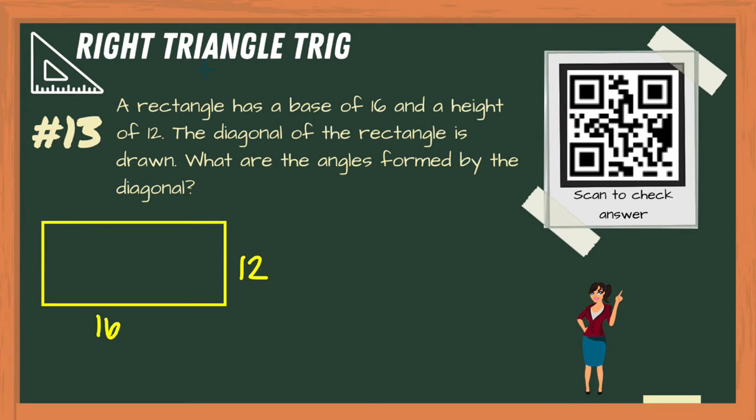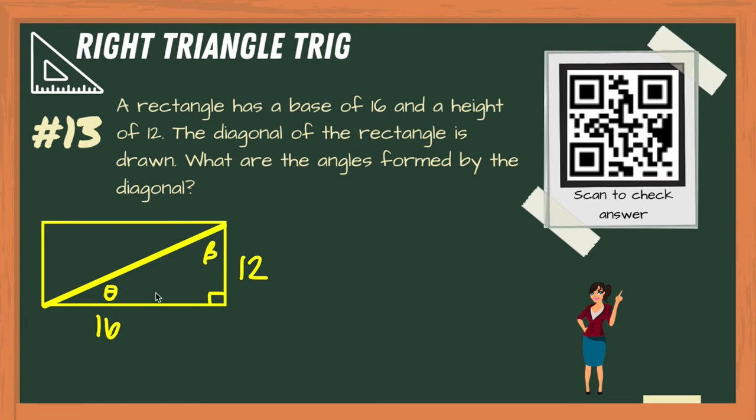The diagonal of the rectangle is drawn. So a diagonal just connects corners, so whichever two corners you want to connect. And what are the angles formed by the diagonal? So it's important to remember in a rectangle that a rectangle has all right angles. And so now we just need to find these two angles. I'm going to call this one theta, and I'm going to call this one beta.